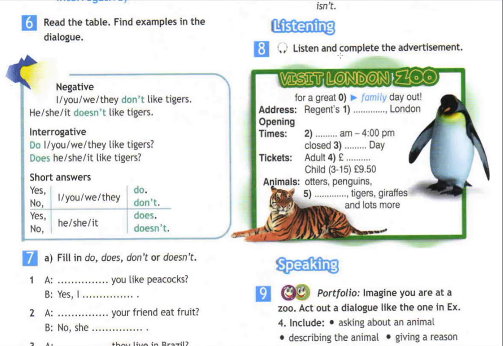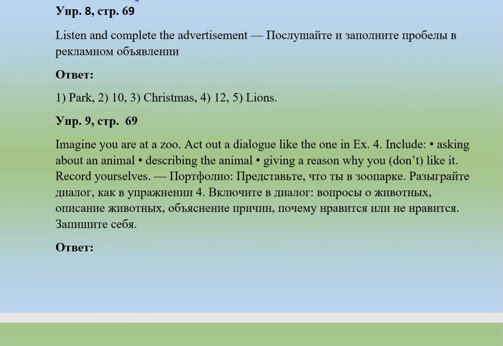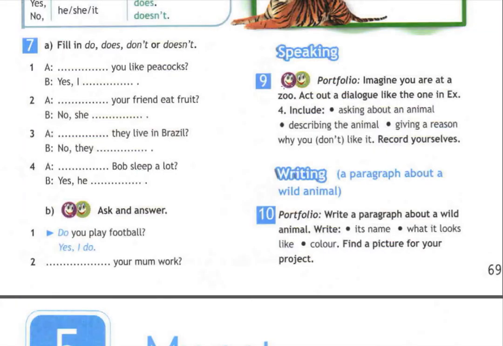Exercise number 8. Listen and complete the advertisement. Послушайте и заполните пробелы в рекламном объявлении. Number 1. Park. 2. 10. 3. Christmas. 4. 12. 5. Lions.